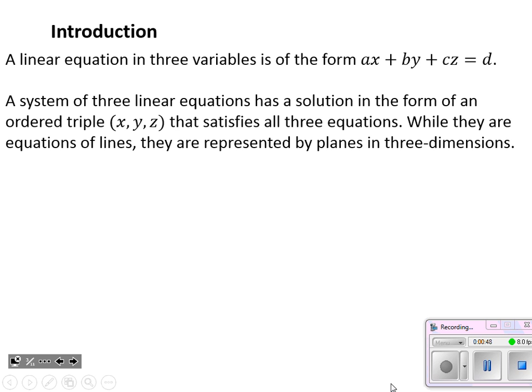A system of three linear equations. Okay, right? If we're going to have three variables, we have to have three equations in order to solve. The answer is in the form of an ordered triple, x, y, and z. So we have three unknowns, three variables. Our answer is going to contain three solutions, or three parts to the solution.